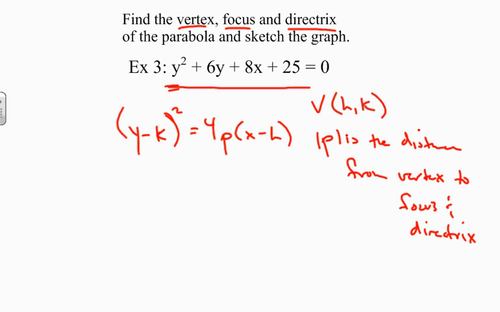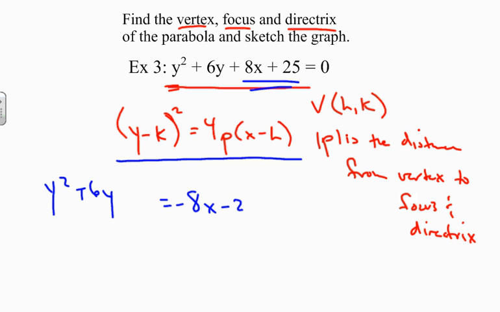All right, so without further ado, what we're going to do is put it in this form so we can find all our remaining values. So we're going to complete the square. We have y squared plus 6y. That's cool. But we see these other values that don't really help us out, so what we're going to do is shove them off to the other side. We're going to make them negative 8x and then minus 25.